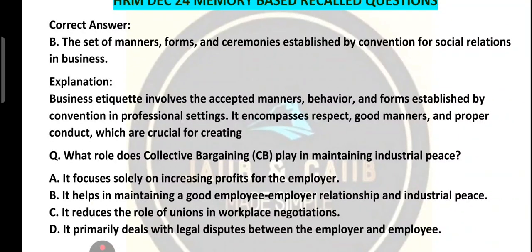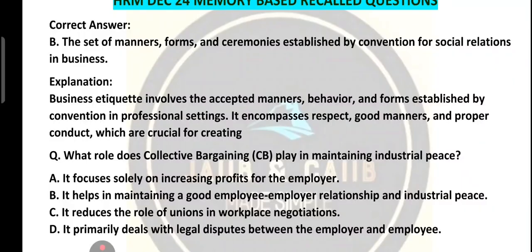Option A, it focuses solely on increasing profit. Option B, it helps in maintaining a good employer relationship. Option C, it reduces the role of a union in workplace negotiation. Option D, it primarily deals with legal disputes. What do you think? Option A, it focuses solely on increasing profit. This is a one-sided view. Collective bargaining is not about helping just the employer make money. It's about both sides, right? So option B, that it helps in maintaining a good employer relationship.